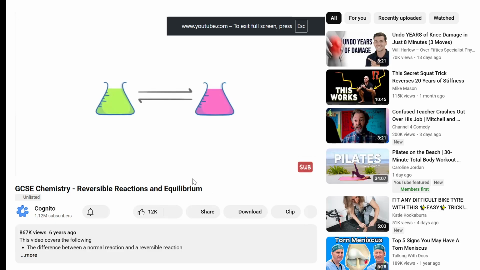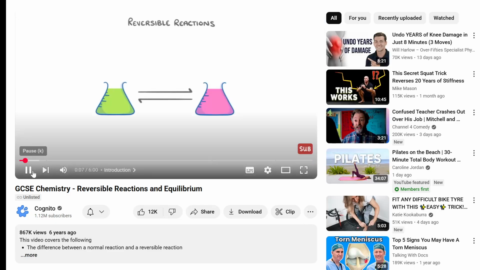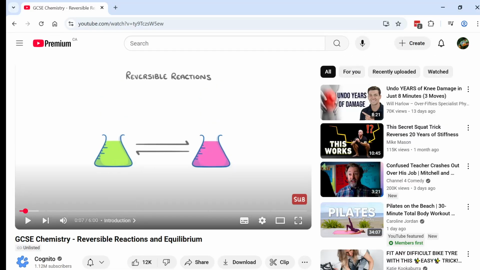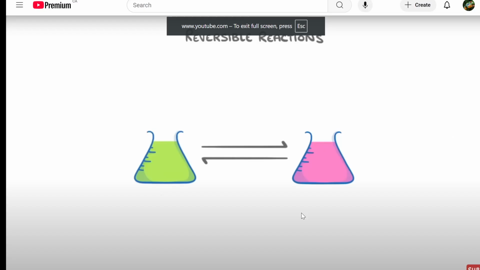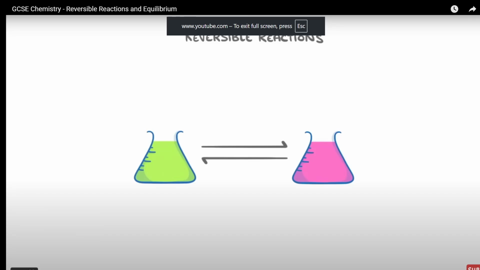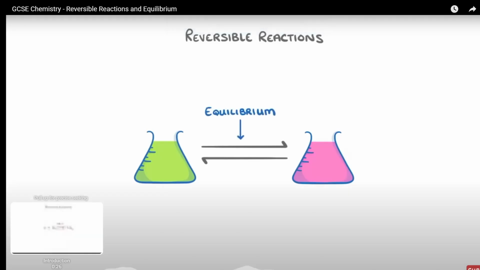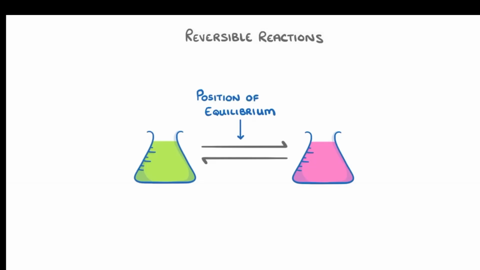In today's video, we're going to look at reversible reactions, and see what we mean by the terms equilibrium and the position of equilibrium. Now, most chemical reactions look something like this, with the arrow in the middle pointing to the right, to indicate that the reactants can turn into the products. This means that it's a one-way reaction.